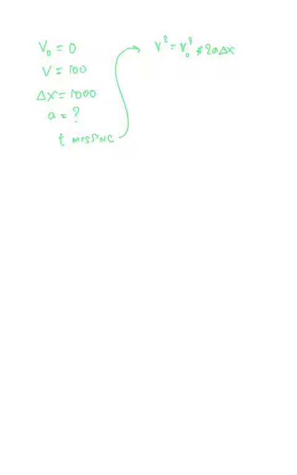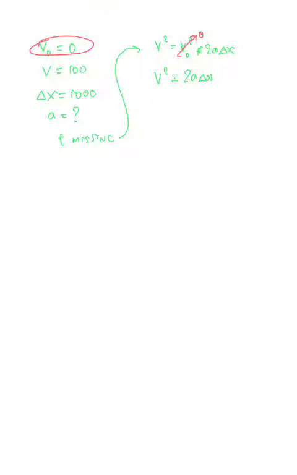Now you have to do 3 things in order once you pick the equation. First thing is, if there are any zeros, cross them out of the equation. And we know that v0 equals 0, so I'll get rid of that from the equation. So we're now left with v squared equals 2a delta x.